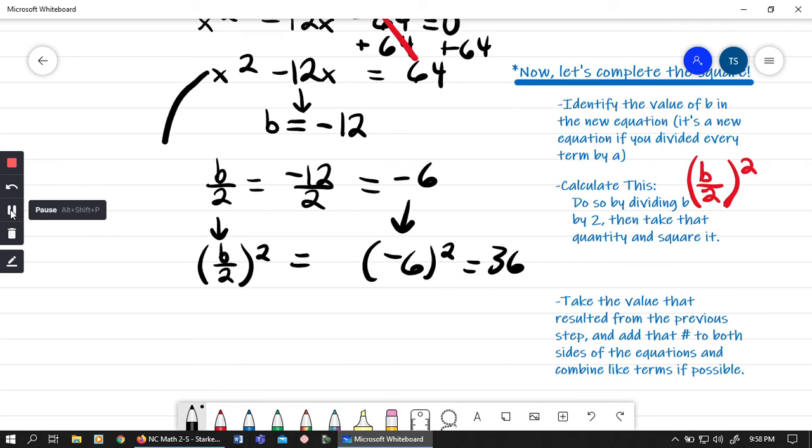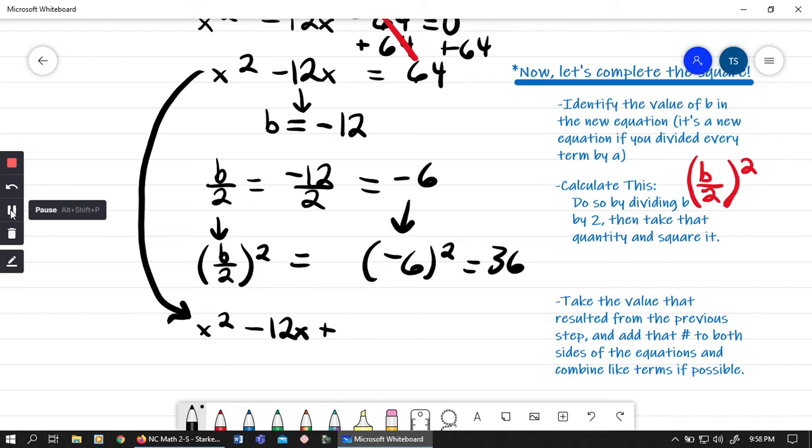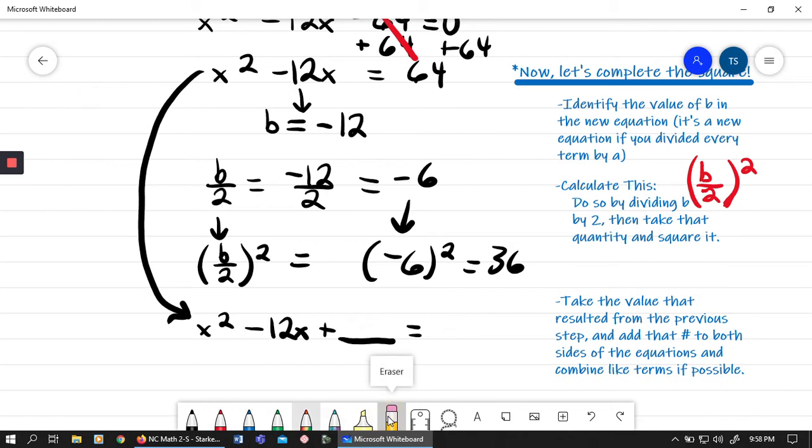Alright, let's take this equation, and I'm just going to write it one more time here. That's x squared minus 12x. And since we need to add that value to both sides, I'm going to put a little blank space here for adding that value. Oh, wait a minute. The number on this side of the equation is 64. That new equation, and we're adding.